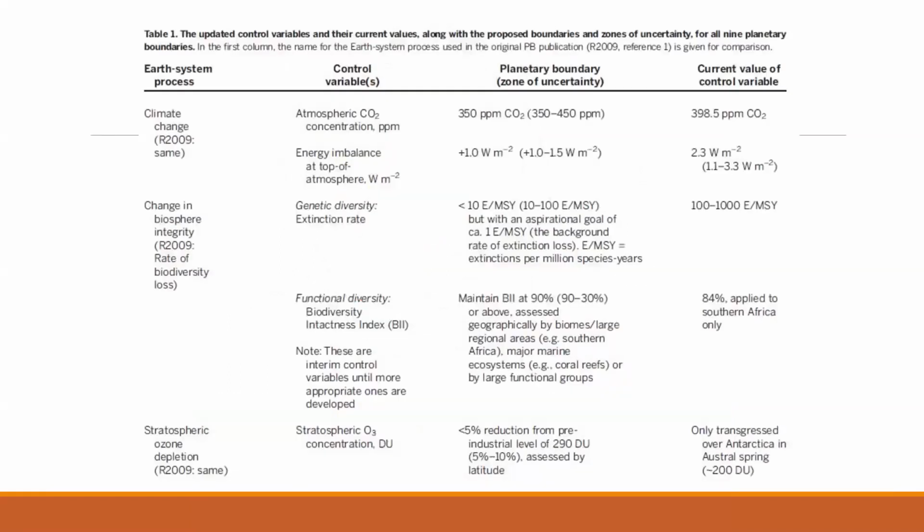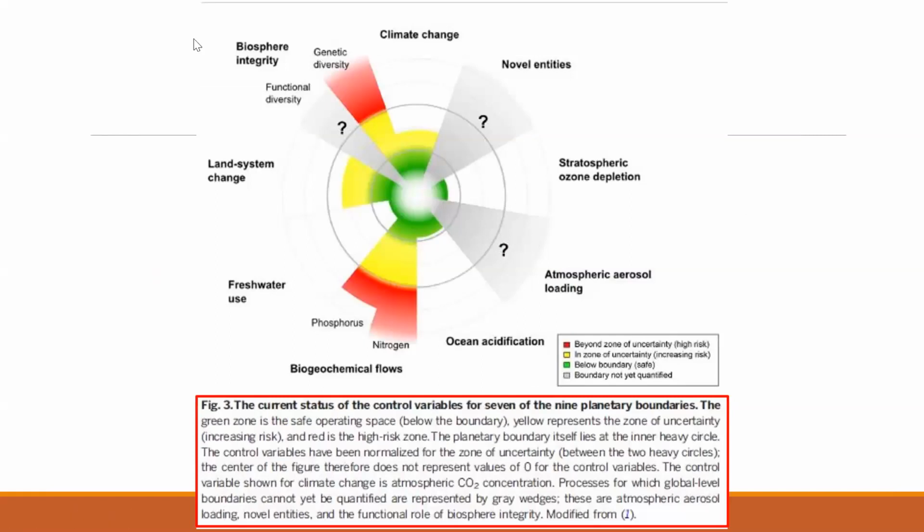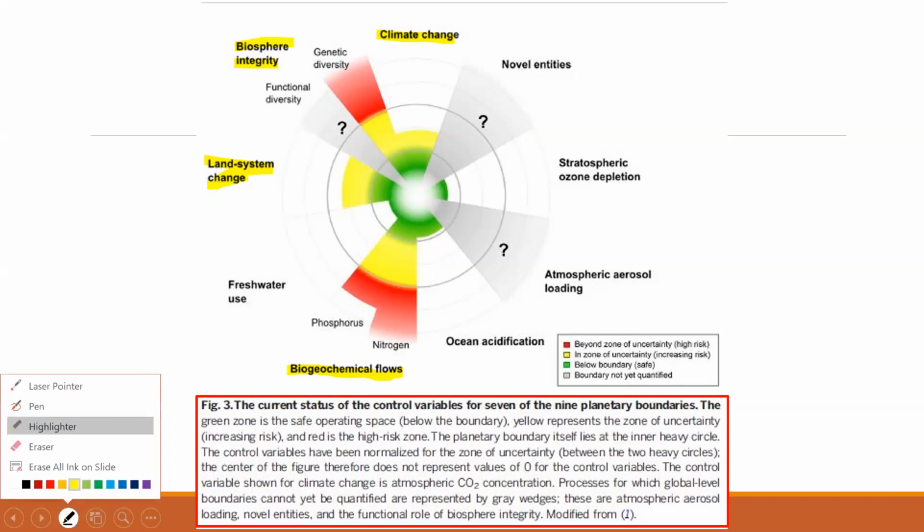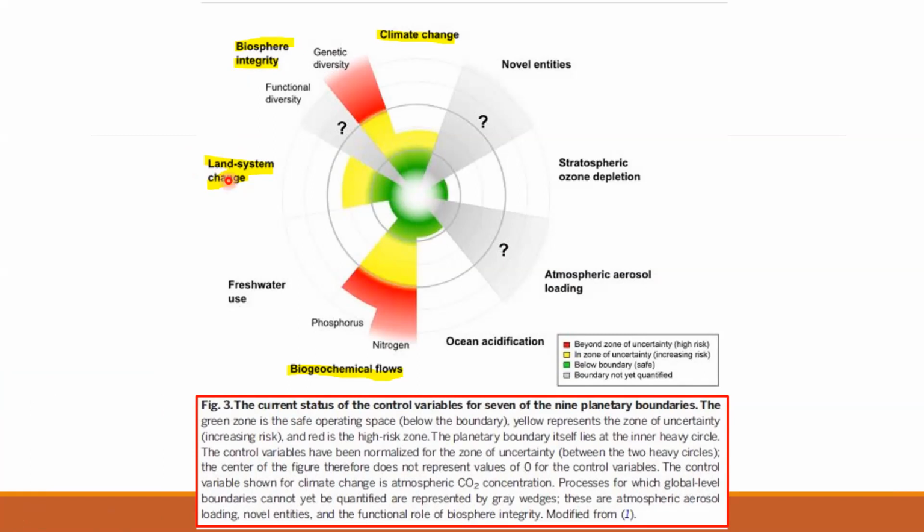You should be seeing, oh, I thought I had them highlighted. You should be seeing, let's use the highlighter function. You should be seeing here, land system change, biogeochemical flows, climate change, and biosphere integrity, okay? So these 4 boundaries have all moved beyond the planetary boundary, okay? So we've moved these 4 beyond the planetary boundary.